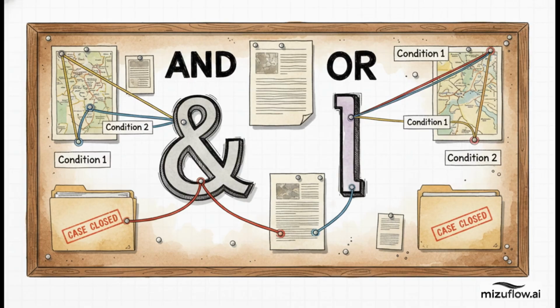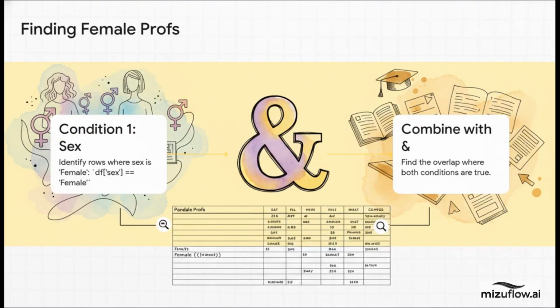It means both conditions have to be true. And the pipe, that's our or operator, meaning either one of the conditions can be true. Let's see how this works with a tougher case.